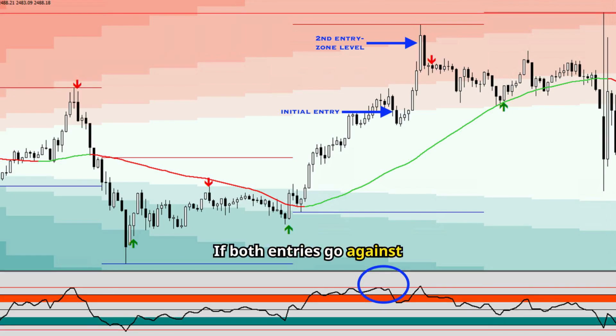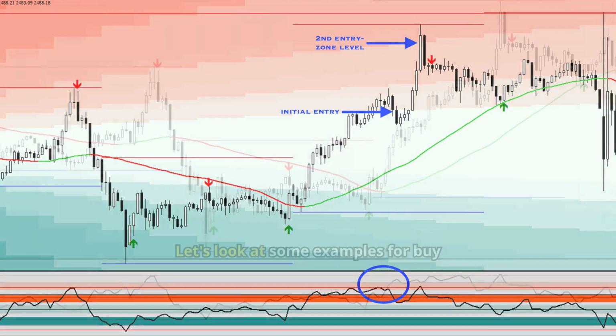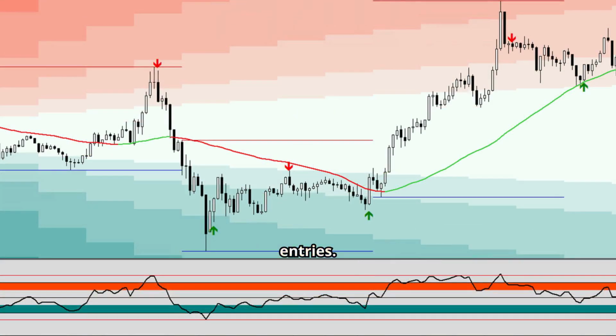If both entries go against you, carefully monitor your percentage loss. In this situation, you may choose to close the first entry to limit your losses, while holding the second entry to wait for a better opportunity. This approach allows for greater flexibility and risk management, adjusting to market conditions rather than sticking to a rigid stop loss. Let's look at some examples for buy entries.